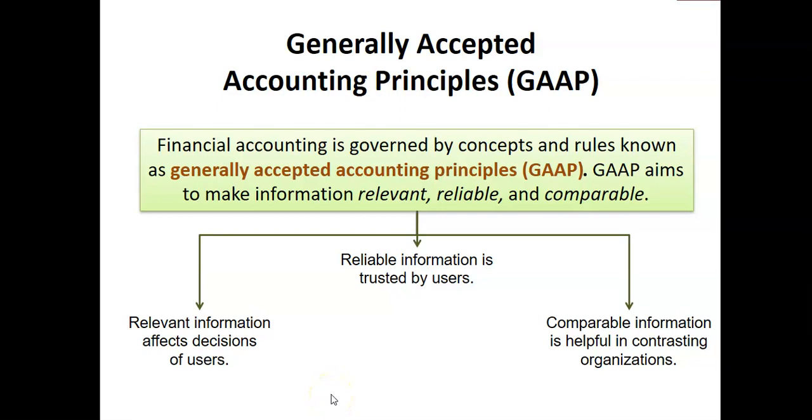The next thing that we're going to talk about is accounting regulations. Generally accepted accounting principles are the group of concepts and rules that financial accounting is governed by. We call these GAAP. In the United States, they're referred to as US GAAP. Each country has their own generally accepted accounting principles, and any company who does business within that country has to follow those rules. So any company that is in the United States needs to follow these generally accepted accounting principles, or US GAAP.